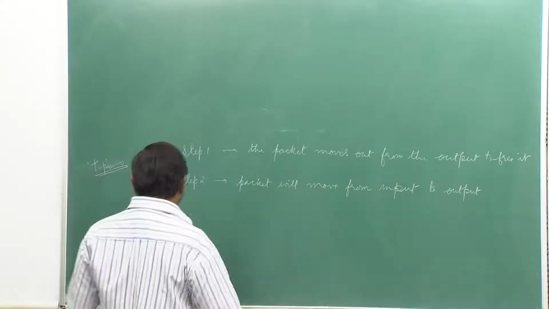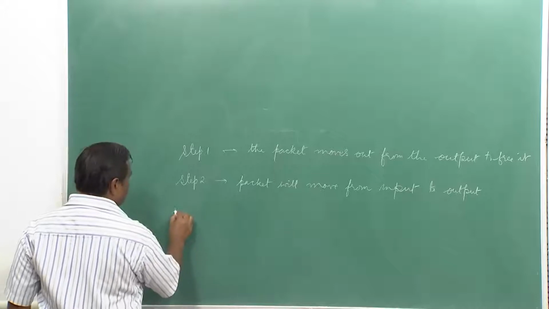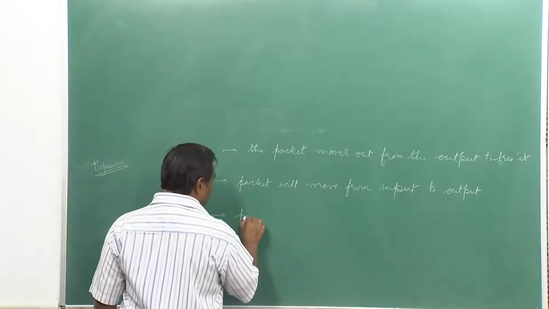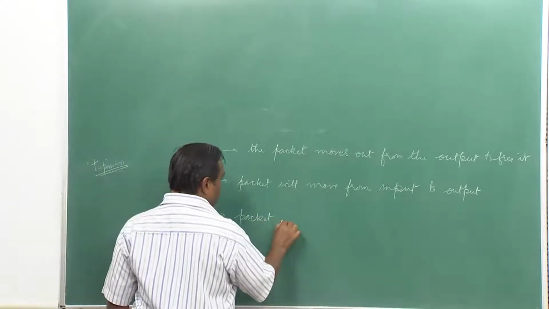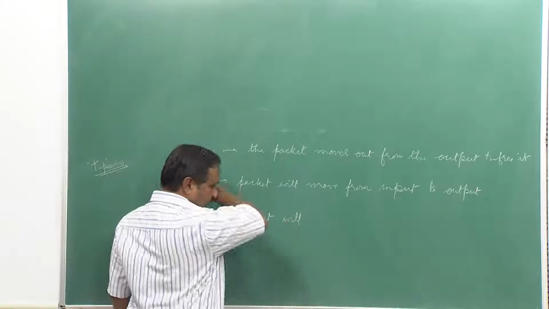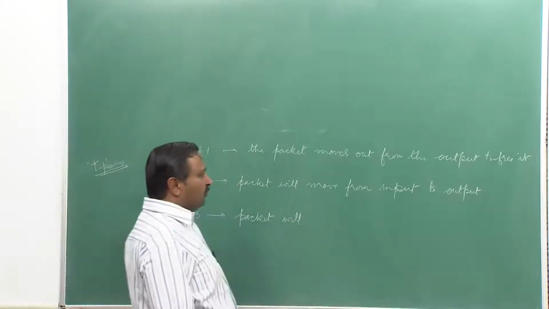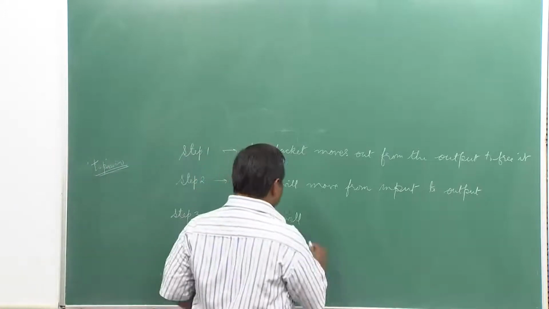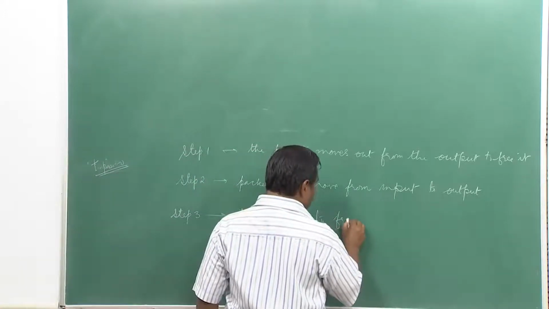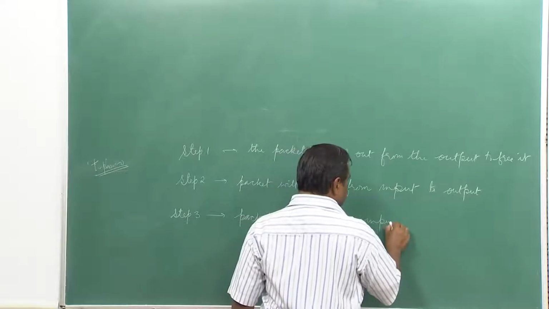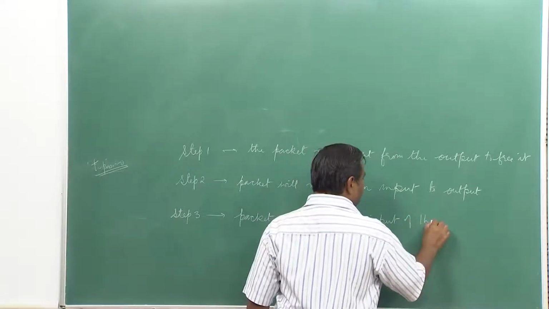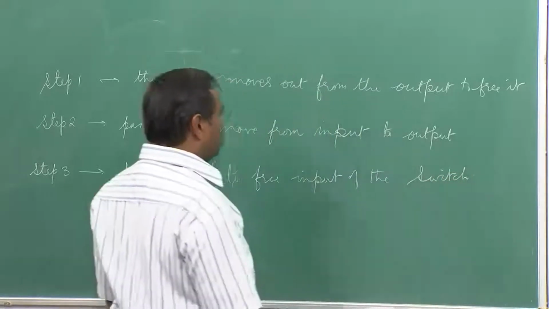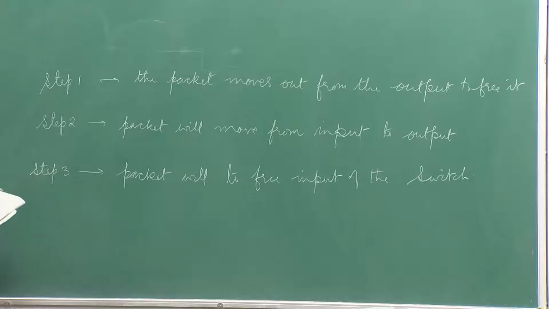Okay. And then there will be a step 3 where the packet will move from the previous switch to the input actually. So, the packet will move to a free input of the switch. So, these 3 things are the fictitious steps which we are going to have.